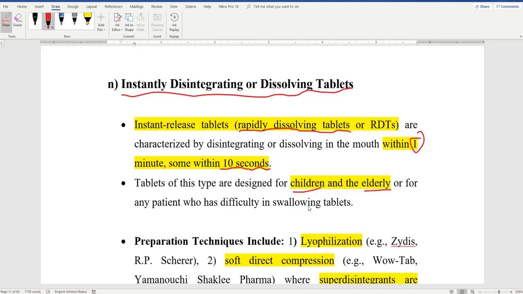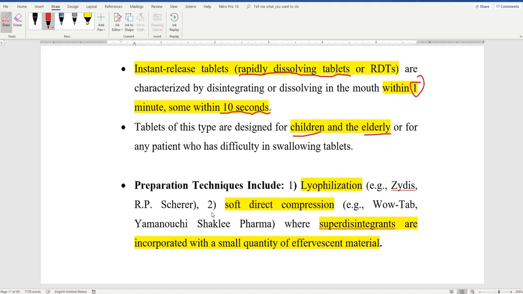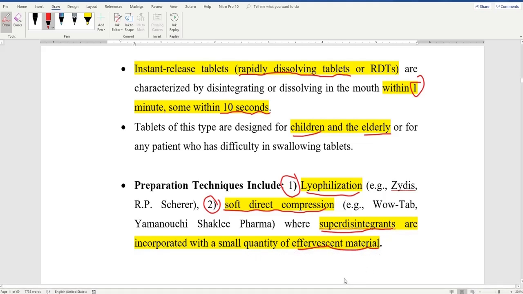Okay, how can we produce such tablets that dissolve and disintegrate very quickly? How can we produce them? Well, there are several methods. One of them is through lyophilization, and the other way is through soft direct compression, along with adding super disintegrants and a small quantity of effervescent material. Okay, let me explain to you each one.